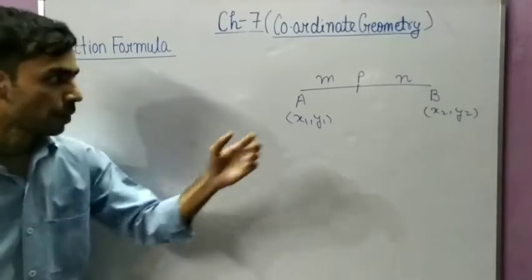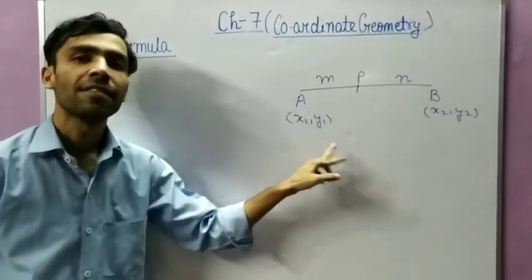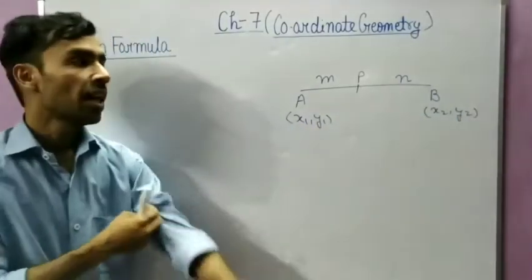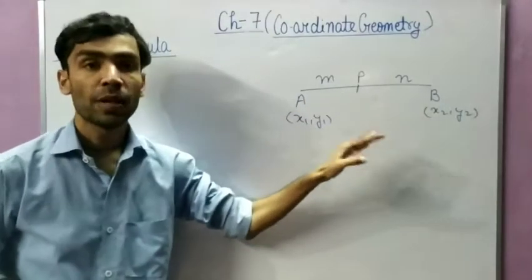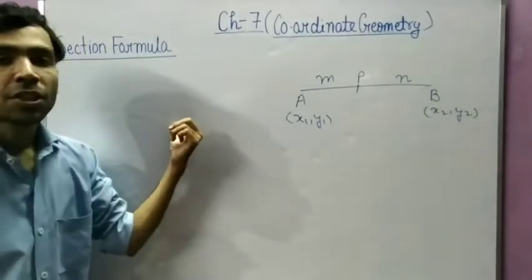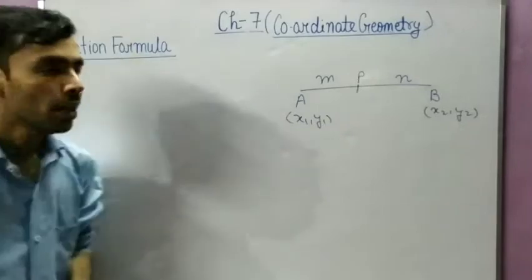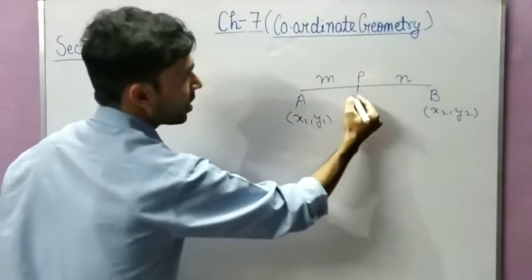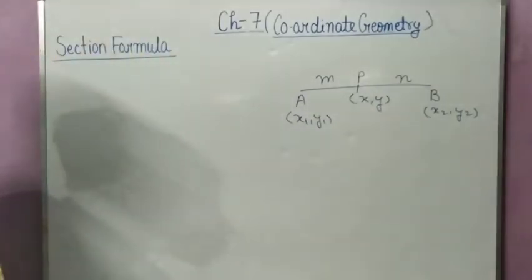Now see, AB was a line segment and the coordinates of A and B were x1 y1 and x2 y2. There is a point P which divides AB in a certain ratio like m ratio n. So with the help of the section formula, we can find the coordinates of that P, okay? Suppose the coordinate of P is x comma y, okay? So what will we write?